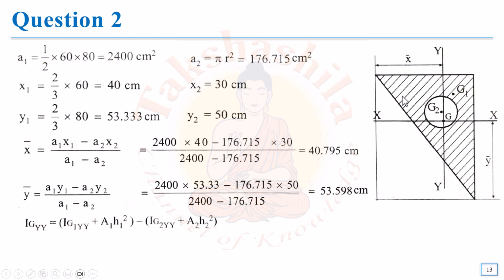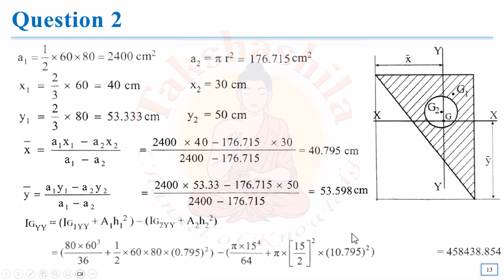Okay, in the other case, we were calculating the vertical distance because we were considering axes which were parallel to the centroidal x-axis. All the axes were horizontal. So we were calculating vertical distance. Now, all our axes are vertical axes. So we have to calculate the horizontal distance. So once you calculate and repeat the process, you can see the final value will be coming as 458438.854 centimeter raised to 4.